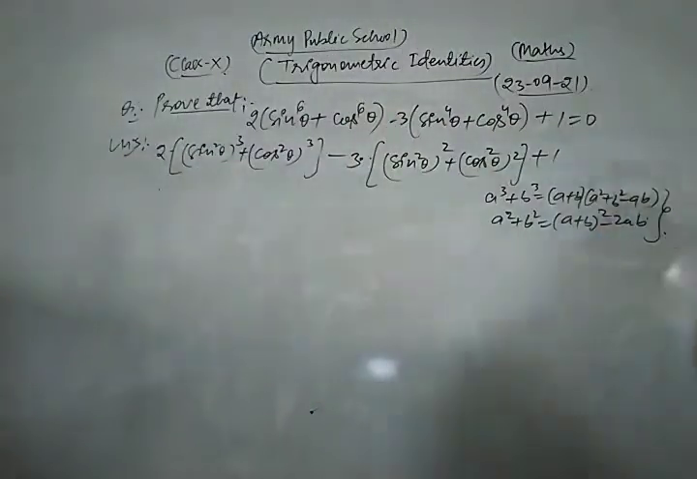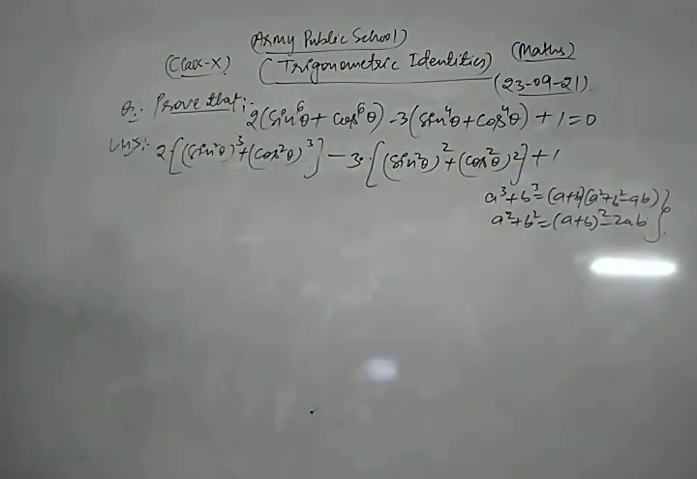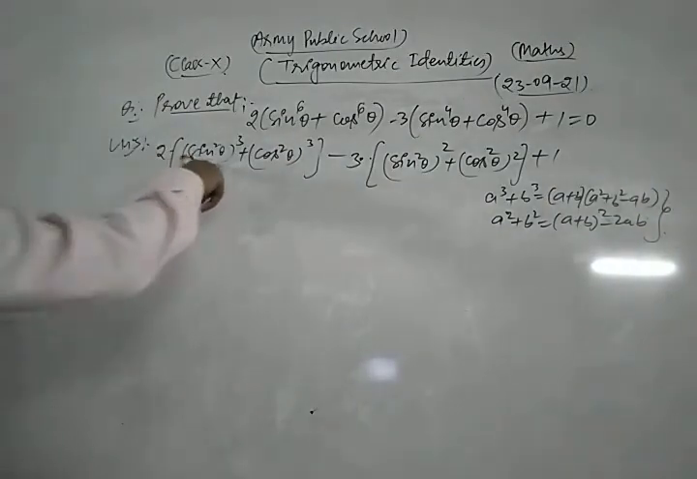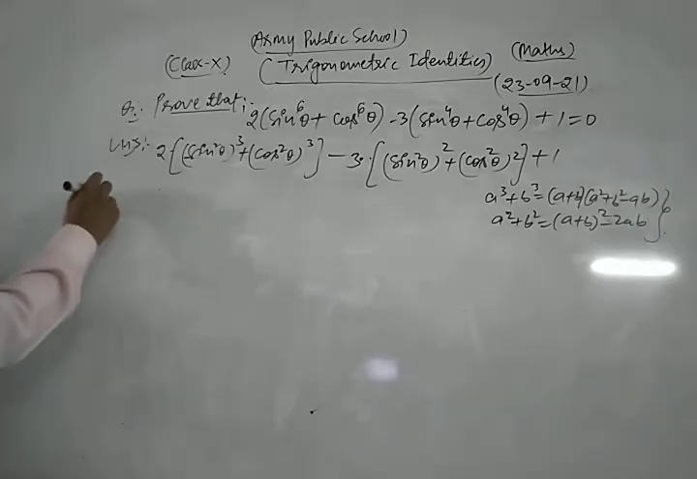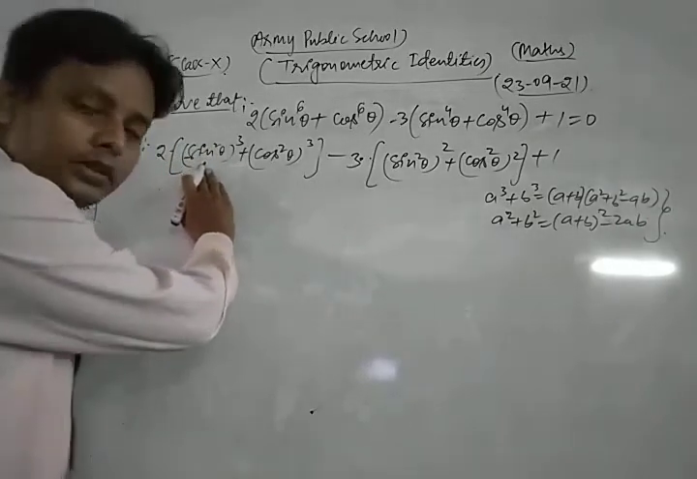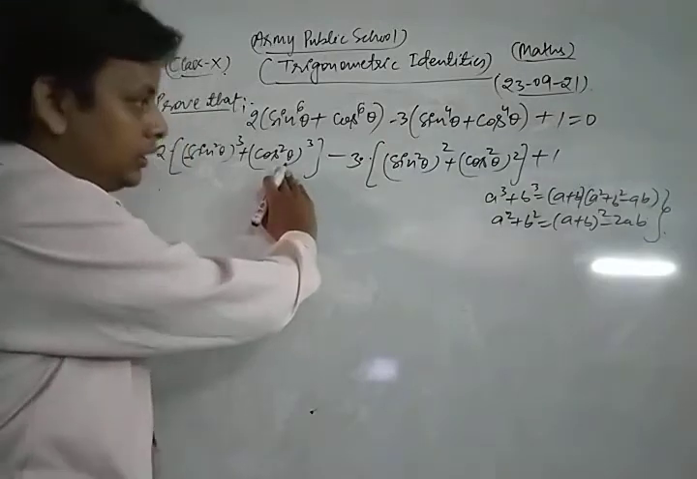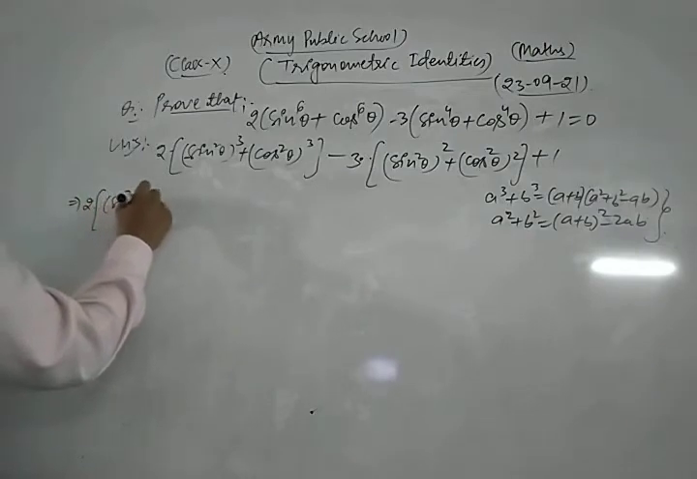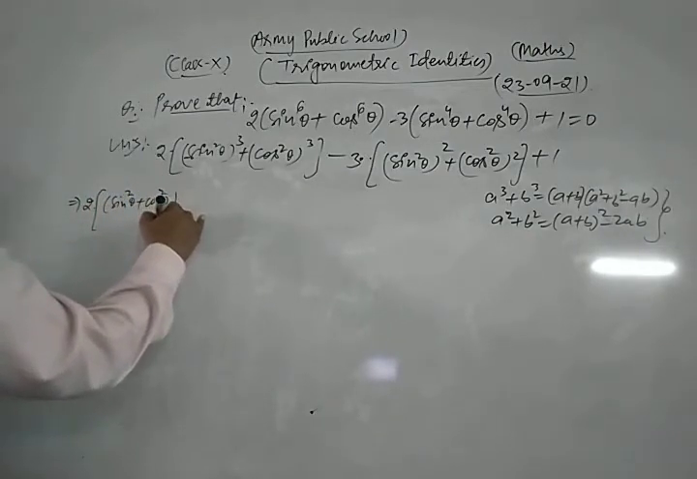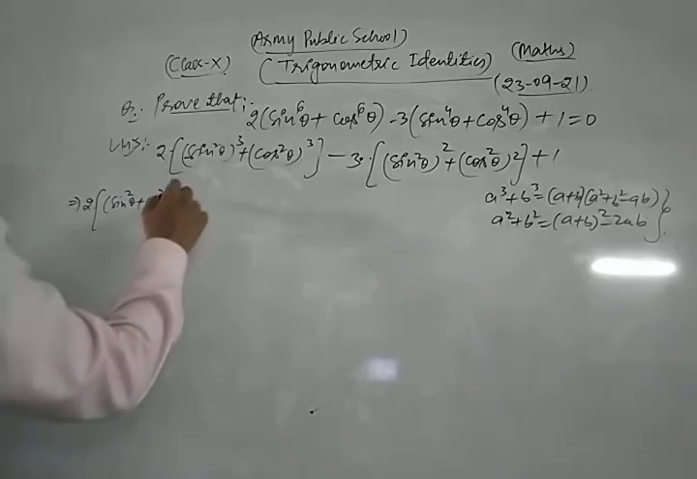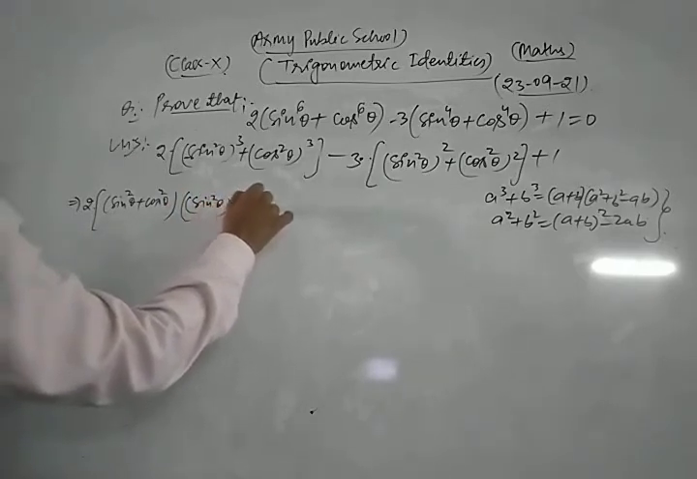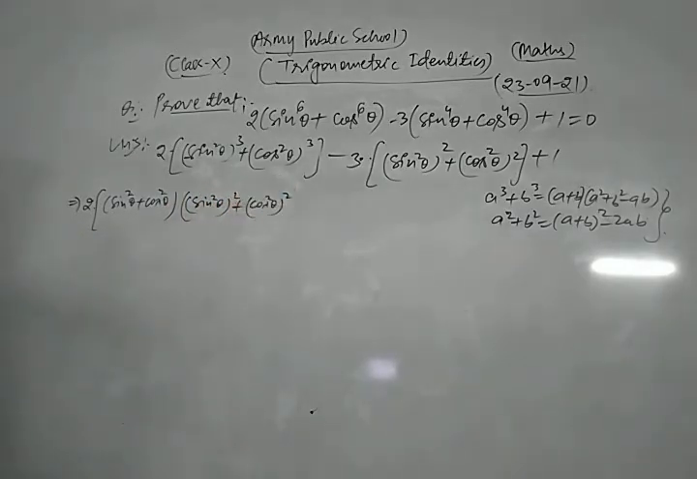So what I do, dear friends, now look. So here this is a cube plus b cube, so we can write it as it is. Now the value of a is sin square theta, and the value of b is cos square theta. So a cube plus b cube we can write as a plus b in one bracket, means sin squared theta plus cos squared theta in one bracket, and in another one a square plus b square minus ab.